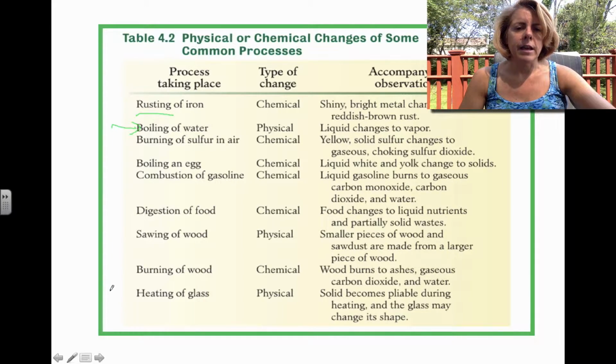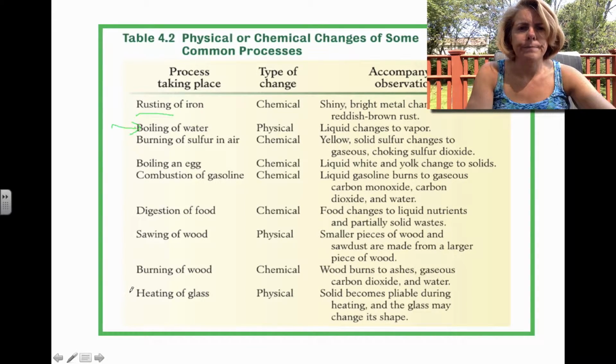And then lastly, glass blowing. So if you want to make something in the lab using glass, you're just undergoing a physical change. You're altering the shape of the material. You're not altering the composition of the material.